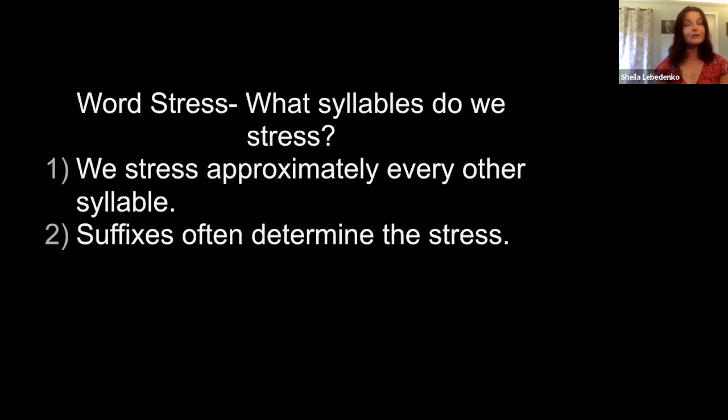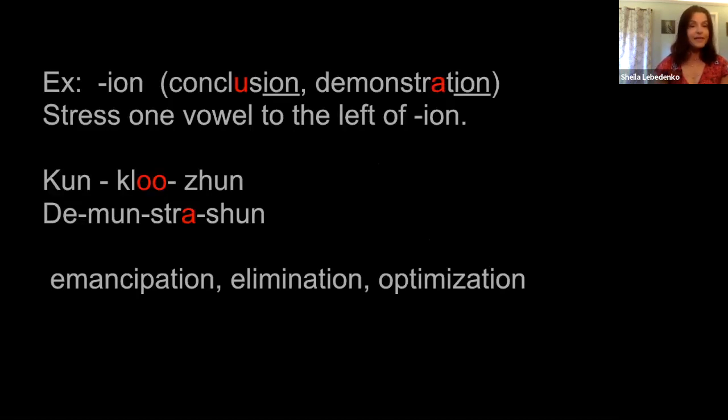And guess what? Those long words have stress that is determined by their suffixes. Let's look at an example. We're going to look at the ION suffix. When you have an ION suffix, as in conclusion, you want to stress one vowel to the left of ION. So one vowel to the left is that red U you see, conclusion. And then when I see the word demonstration, I know that I have to stress the A because that's one vowel to the left.